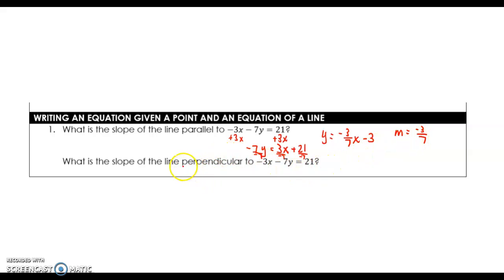Okay, what about if I want it to be perpendicular? I know that the slope is negative 3/7. So if I'm going to do the opposite reciprocal, I'm going to flip it over and I'm going to make it positive now. So my new slope would be 7/3.